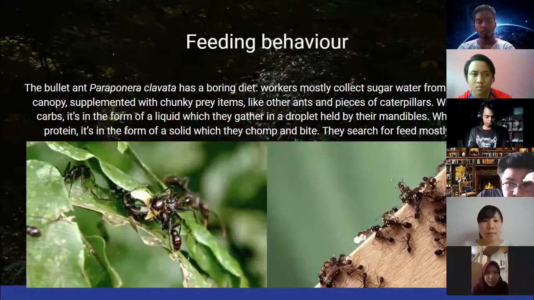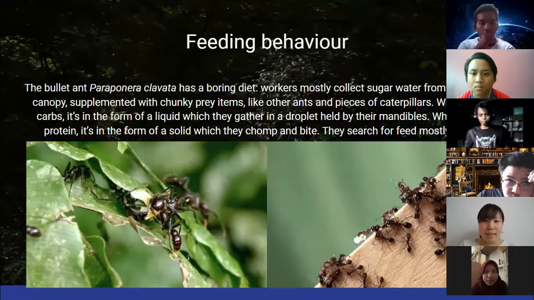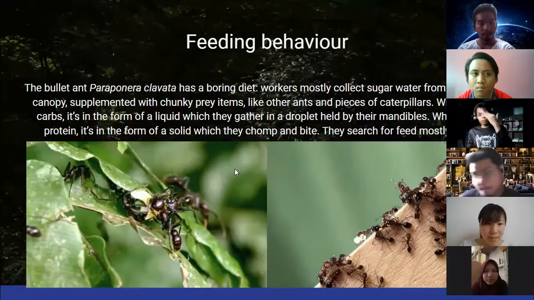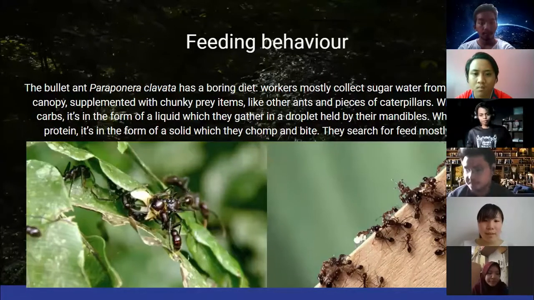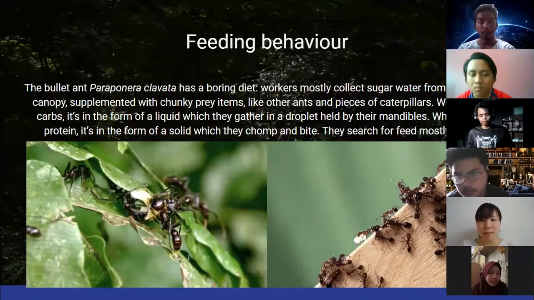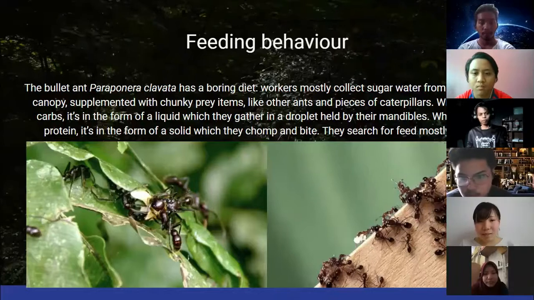Now I'll explain about feeding behavior. I'm Rico. The bullet ant has a boring diet. Workers mostly collect sugar water from the rainforest canopy, supplemented with chunky prey items like other ants and pieces of caterpillars. When they eat carbs, it's in the form of a liquid which they gather in a droplet held by their mandibles. When they get protein, it's in the form of a solid which they chomp and bite. They search for food mostly at night.